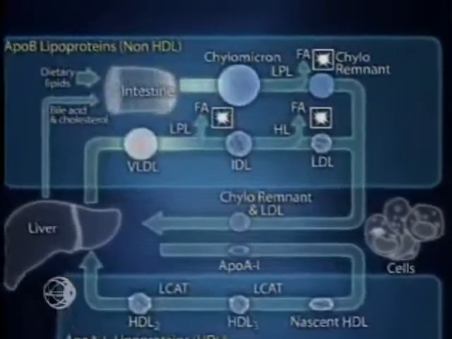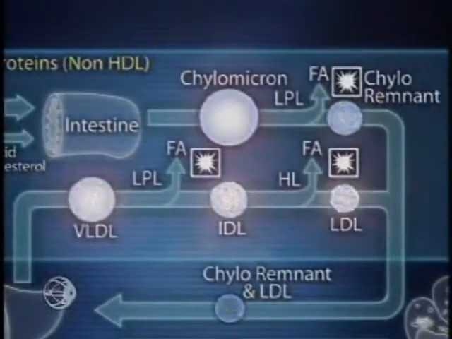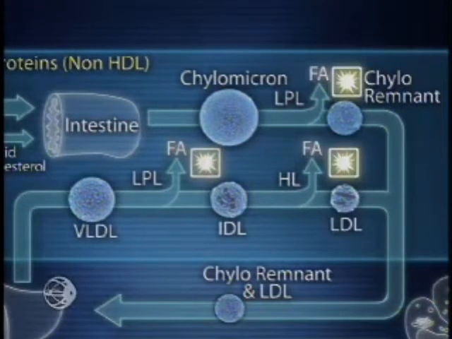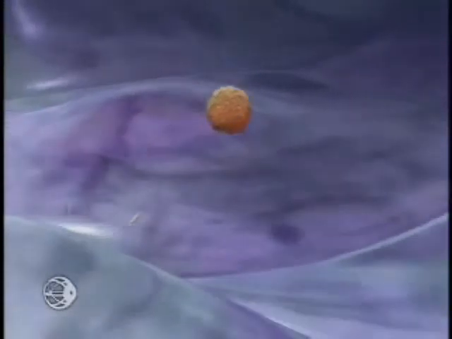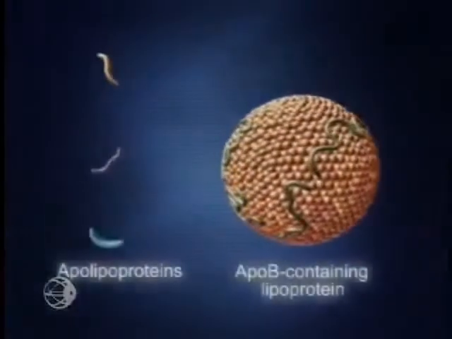Traveling along similar pathways, ApoB particles are remodeled into smaller and smaller cholesterol-rich remnants as triglycerides are released in the form of fatty acids to peripheral tissue. Let's take a closer look at this process. The newly assembled ApoB-containing lipoproteins are secreted from the intestine or liver into the lymph or plasma, respectively.